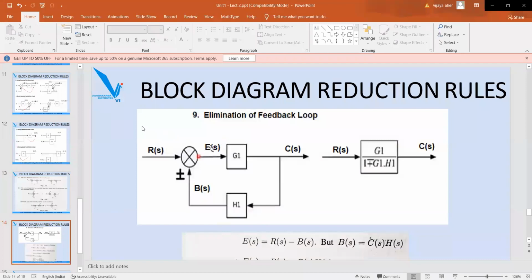This feedback loop is replaced by using one block only with input R(S), with output C(S) as it is, and with this transfer function in this block. Got it? Rule number 9.